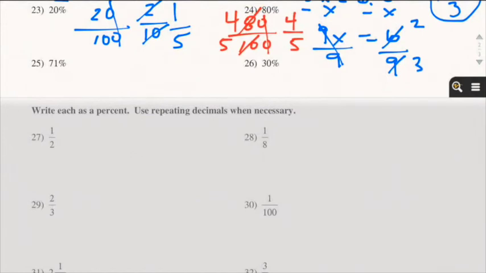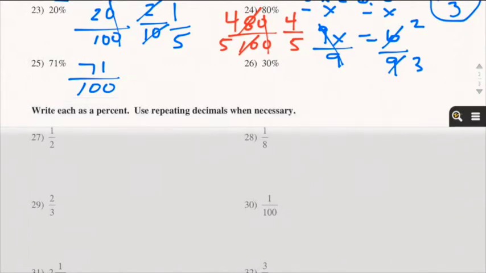Okay. Number 25. 71%, 71 over 100. Number 26. 30%, 30 over 100. Those zeros reduce or cancel. We end up getting 3/10.